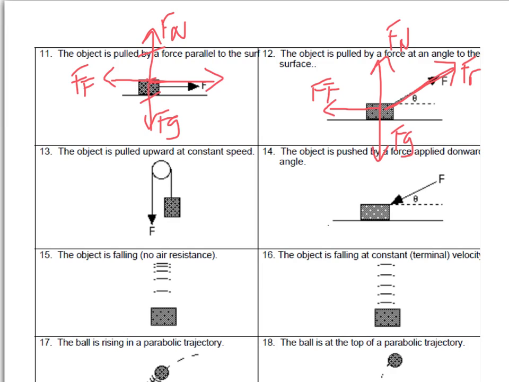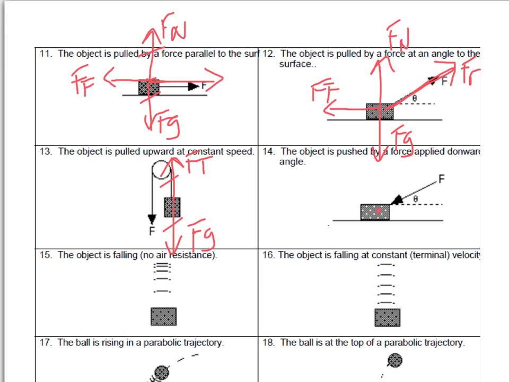13, this is trying to trick you into thinking, oh look, I'm pulling down this way, so that can't be what's happening on the block. But remember, all we care about is the block right here. Nothing else. We don't care about the pulley, we don't care about what's on the other end of the rope. All you're doing is looking at the block. So the forces acting on the block are a tension force from the rope upwards and the weight or gravity downwards, and those two must be equal.